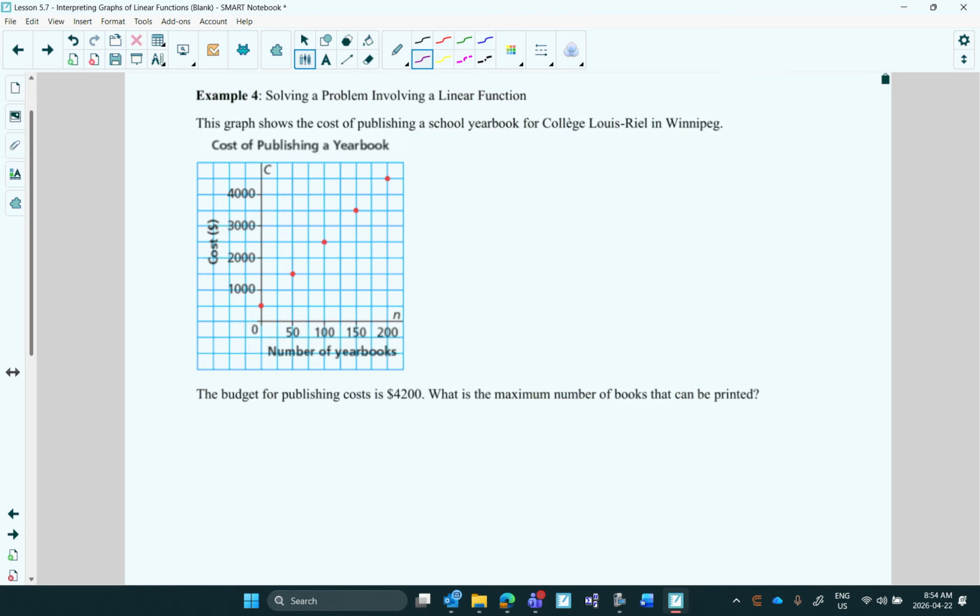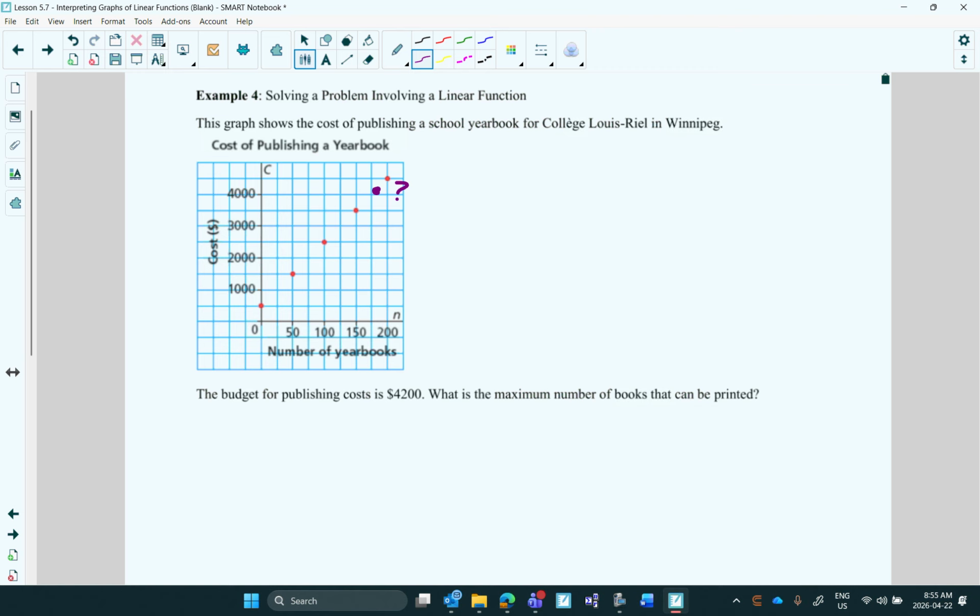We want to find how many yearbooks it costs for $4,200. Well, 4,200 is somewhere in here, but I don't know exactly where. So I can't just really use the graph. I know this is 175. It's probably going to be a little more than 175. But I need to be exact. So I know it's somewhere here, but I don't know what that n is.